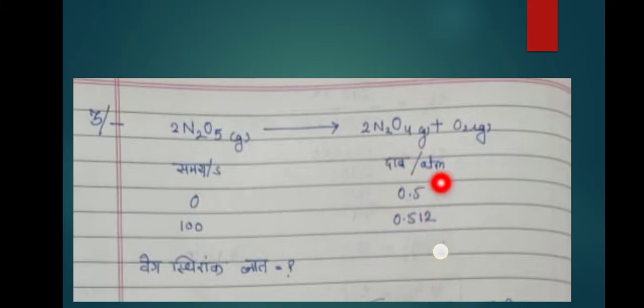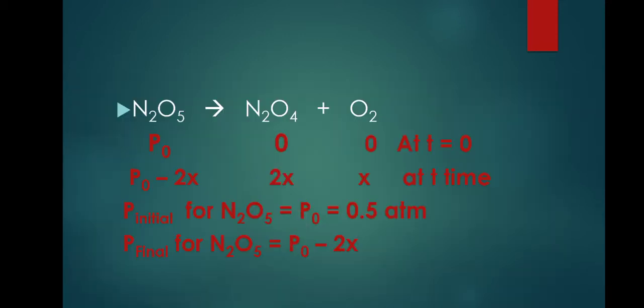So we have to first calculate the initial pressure of N2O5 and the final pressure of N2O5, and then we will solve for the rate constant. Here 0.5 is the total pressure of the reaction mixture initially, and 0.512 is the total pressure after 100 seconds. To solve this question, we first write the pressure of each component.